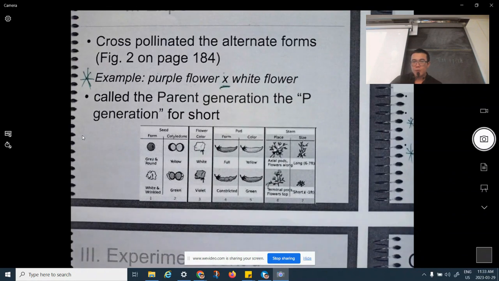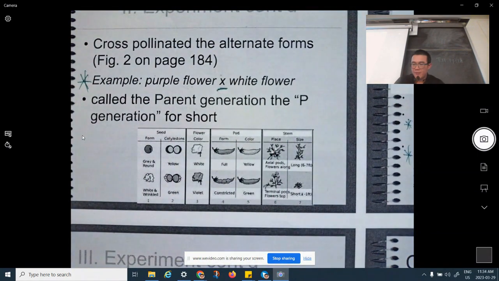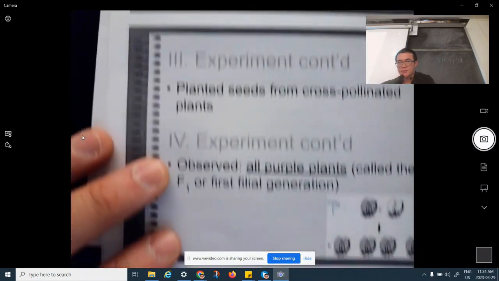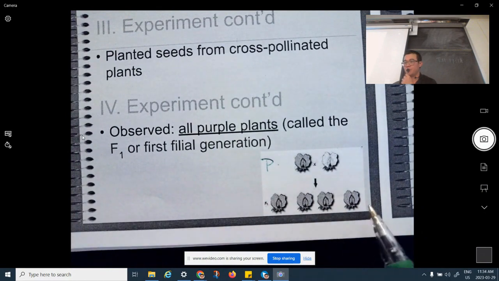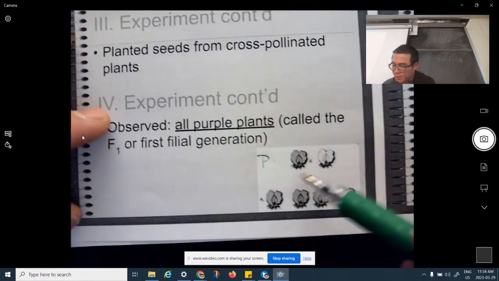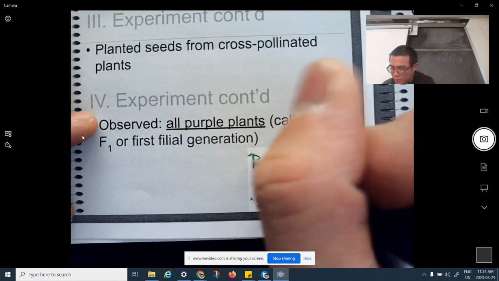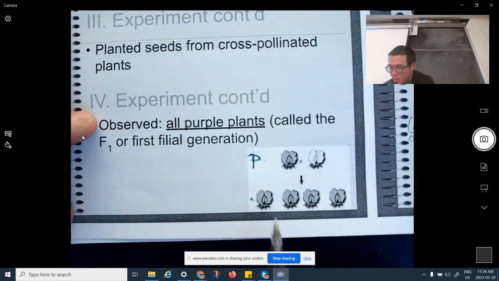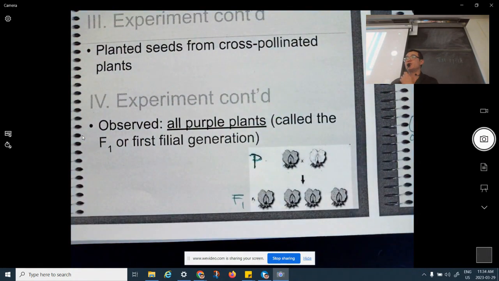And what happened later on is this. He was crossing a purple flower plant with a white flower plant. What he found out is that all the offspring have purple flowers. So this here is the purple plant, this is the white plant, this is the parents generation, the P generation. These first generation offspring are the F1 generation.